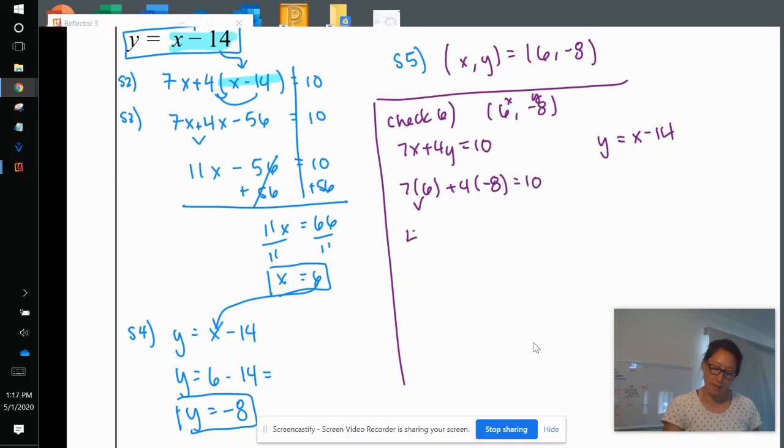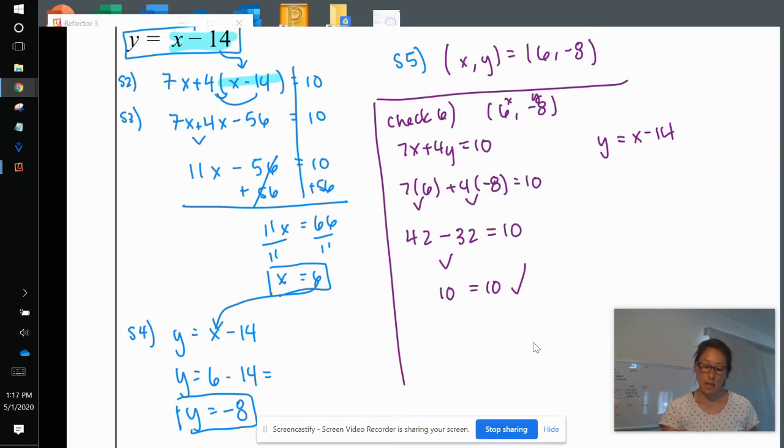Okay, so 7 times 6 plus 4 times negative 8 is equal to 10. 7 times 6 is 42. 4 times negative 8 is negative 32, is equal to 10. 42 minus 32 is 10, and is equal to 10. Is that true? That is true. So we're good in one equation.